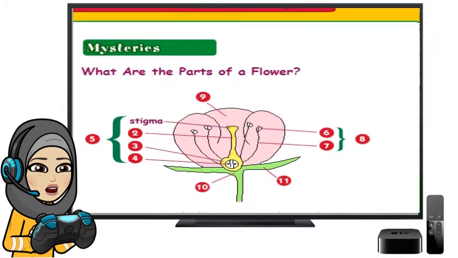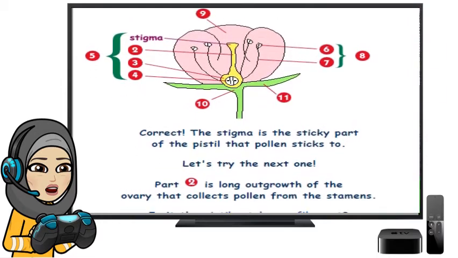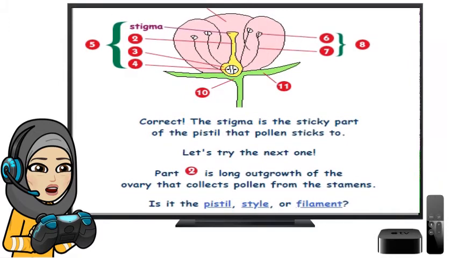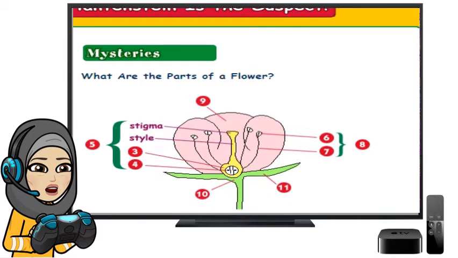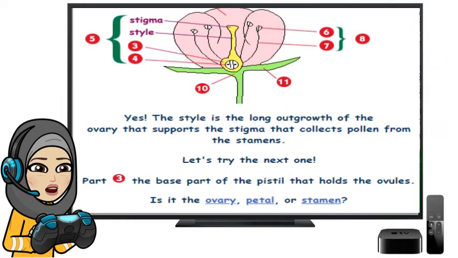Stigma, correct. So, stigma is the sticky part of the pistil that pollen sticks to. What about part 2, which is a long outgrowth of the ovary that collects pollen from the stamens? What about 2? Number 2. Is number 2 pointing to the pistil, the style, or the filament? It's the style. Correct. Yes. The style is an outgrowth of the ovary. It supports the stigma and collects pollen from the stamens.